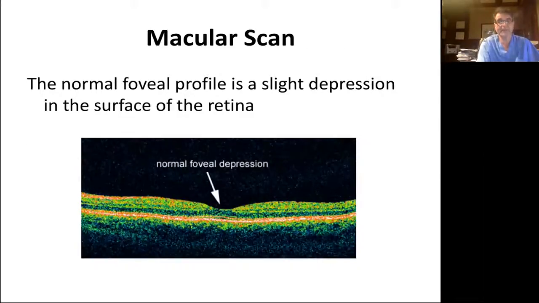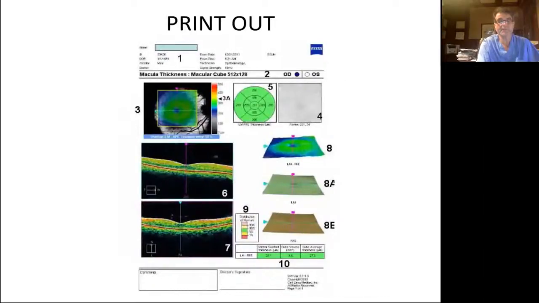First, the macular scan. This is a typical normal foveal profile. You can see there's a slight depression in the center of the retina. This is a typical printout. You'll see the horizontal cut in this section and a vertical cut in that section. They're both centered on the fovea.